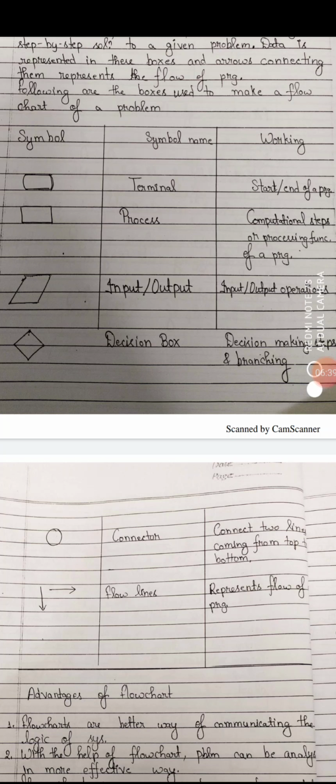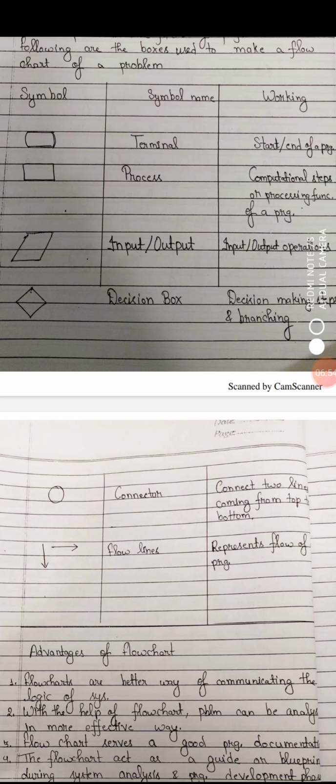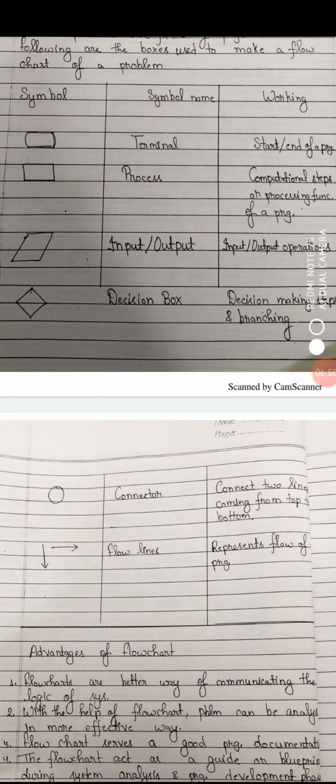So what will the connector have? The connector will have two lines coming from the top, and the output of the connector is a single line. Then at last we have some flow lines, which are very important while drawing the flow chart. The arrow is very important while drawing a flow chart.